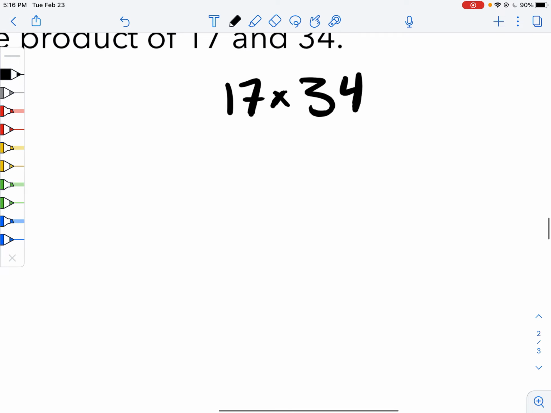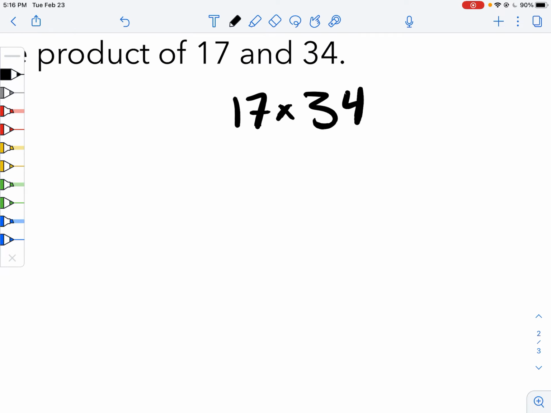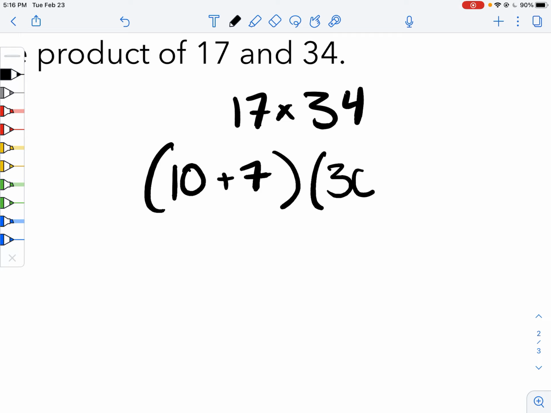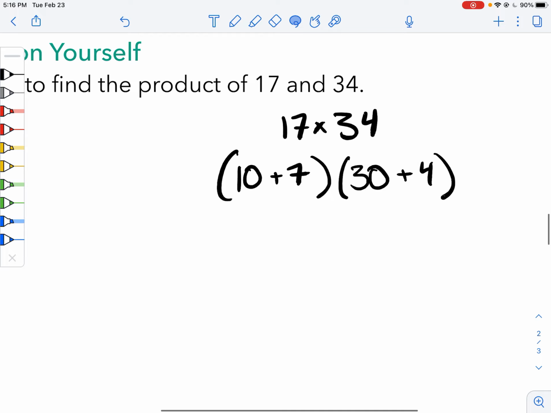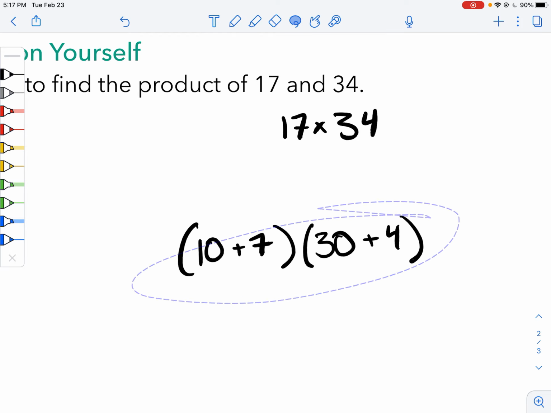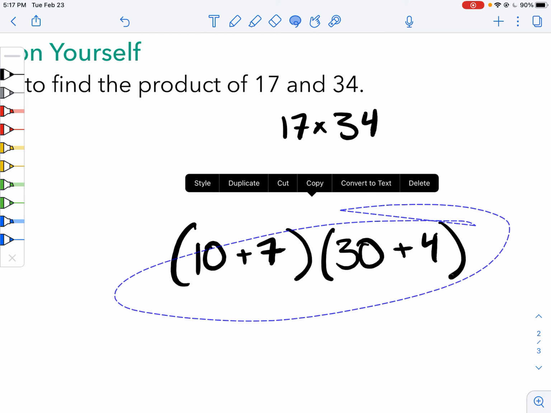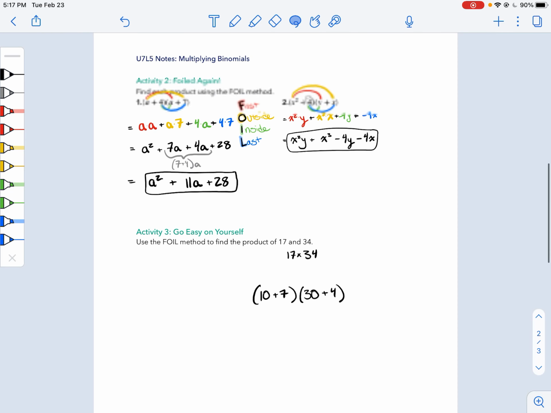Well, you can write 17 as the same thing as 10 plus 7, right? And 34, that's the same thing as 30 plus 4. Oh, look, we have binomials here. We're multiplying two binomials together, so let's use our FOIL method.